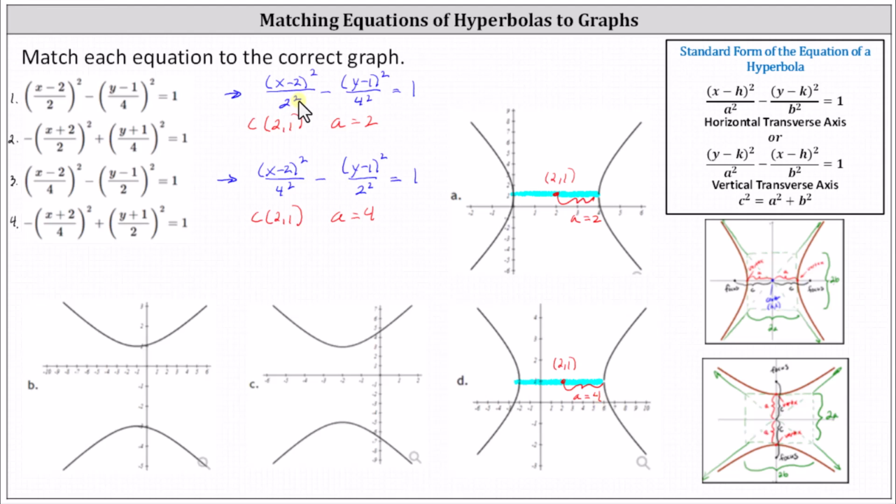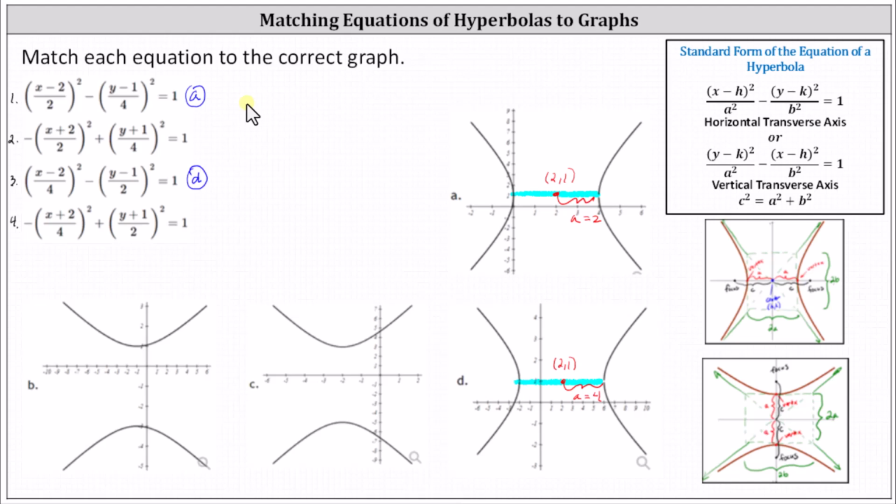Equation number 1 matches with graph A because the vertex on the right is 2 units from the center, indicating a equals 2. Notice the vertex on the left is also 2 units from the center. So number 1 matches with graph A. And equation 3 matches with graph D, again because the distance from the center to either of the vertices is a units, or in this case 4 units. And now let's take a look at equations 2 and 4.